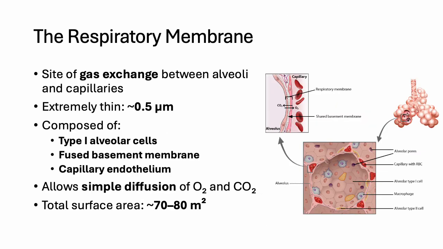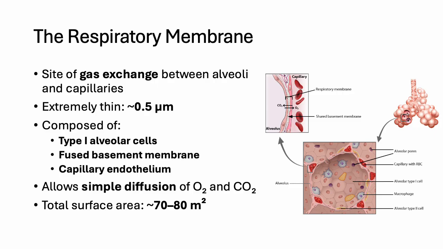The respiratory membrane is the actual interface where gas exchange occurs between the air and the blood. This incredibly thin membrane, approximately 0.5 micrometers thick, is composed of 3 layers. Type 1 alveolar cells line the inner surface of the alveoli. These are extremely thin squamous epithelium that make up about 97% of the alveolar surface. A shared basement membrane fuses the alveolar epithelium and capillary endothelium into a single ultra-thin layer to minimize diffusion distance. The capillary endothelium is made up of simple squamous cells that line the blood vessels.